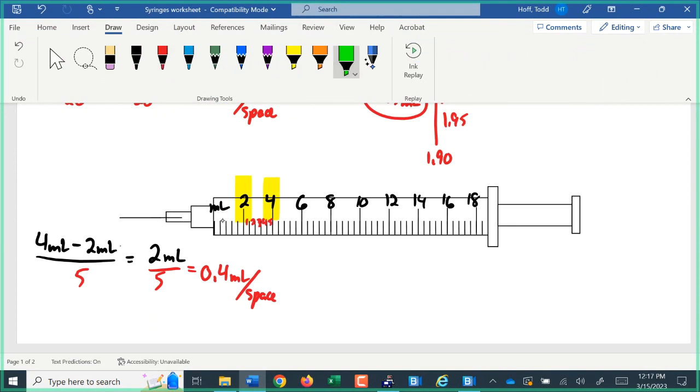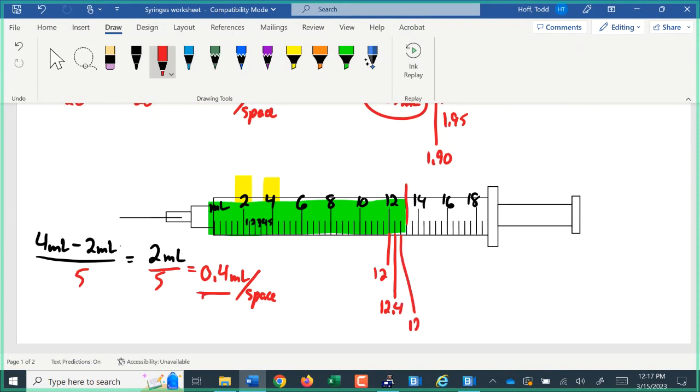So now if this syringe is filled like that, so this is the closest marking that it's to. This one we can either start at the 12 and count up, or the 14 and count back. It is usually easier to count up if it isn't too big of a difference. So I'm going to start at the 12. That's 12. This is 12.4 because each space is 0.4. This is 12.8. This is 13.2 milliliters.